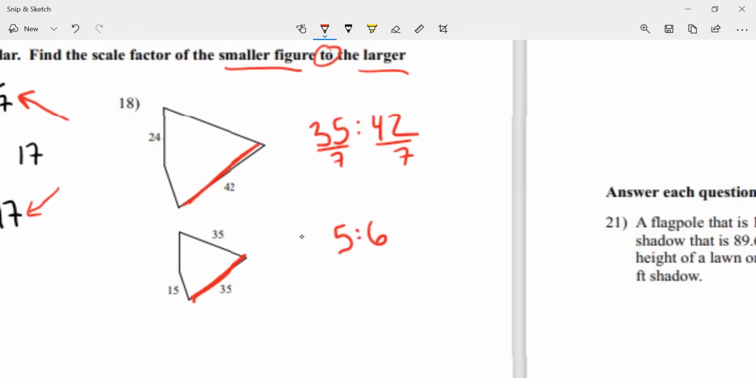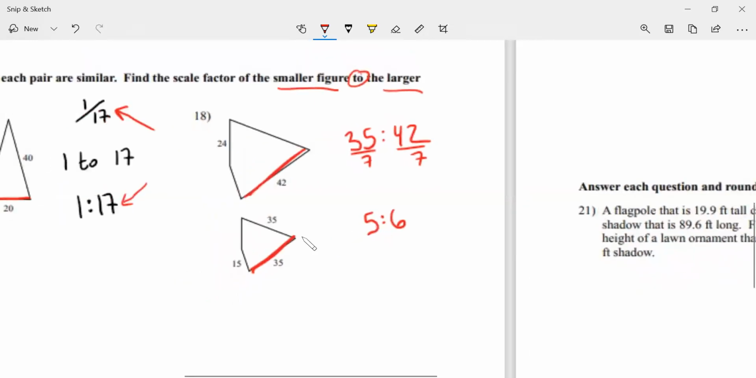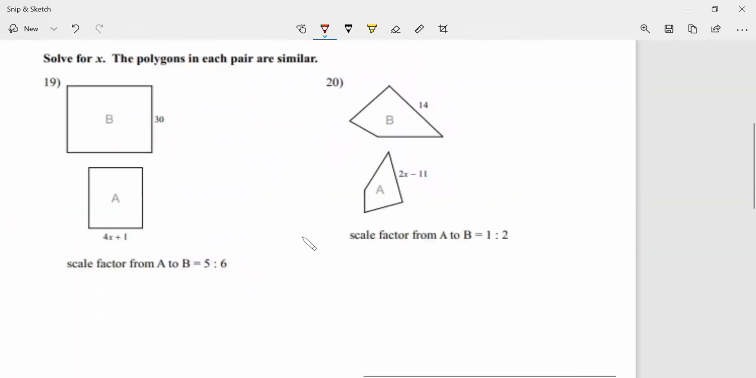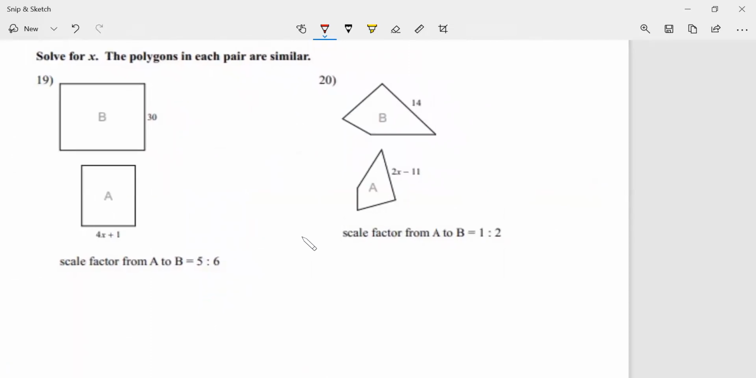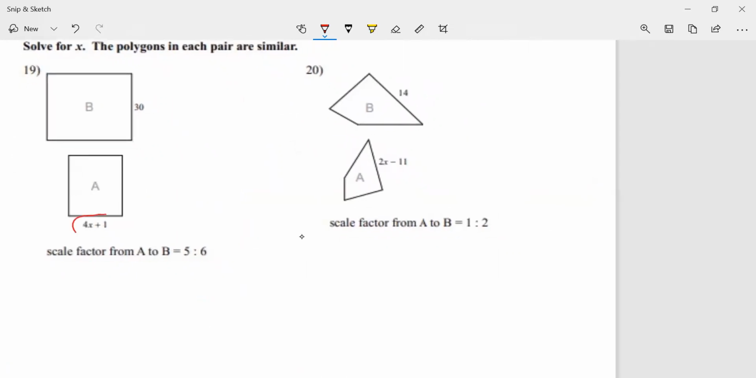Okay, not that bad. The last 2 questions, we're going to use our scale factor. Looking at question number 19, it says solve for x. The polygons in each pair are similar. Notice how from each figure, I only have one value. I'm going to say 4x plus 1 goes with 30. And I'm supposed to be able to solve for x. Now, 4x plus 1 is not equal to 30. So don't let them equal each other and solve for x. Don't do that.